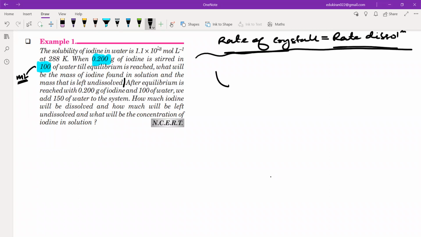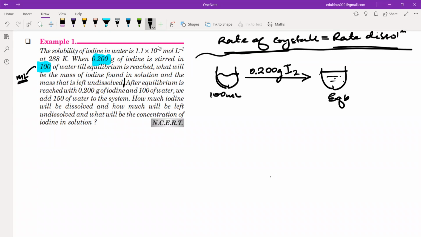So we have initial 100 ml, right? Then what is the change? We added 0.2 grams of I2. And here this is the equilibrium that they are asking. What mass of iodine is found in the solution and what mass is left undissolved? Both of these things they are asking. Now this will be helpful for us.